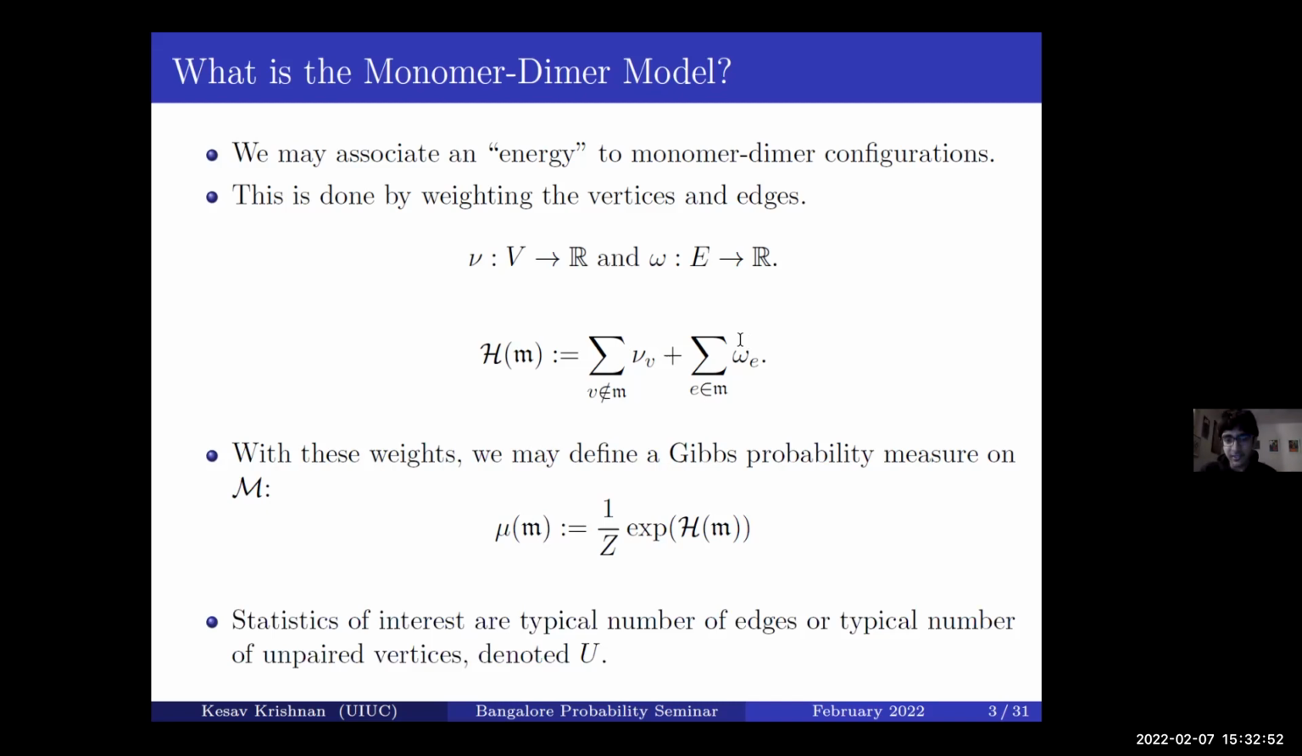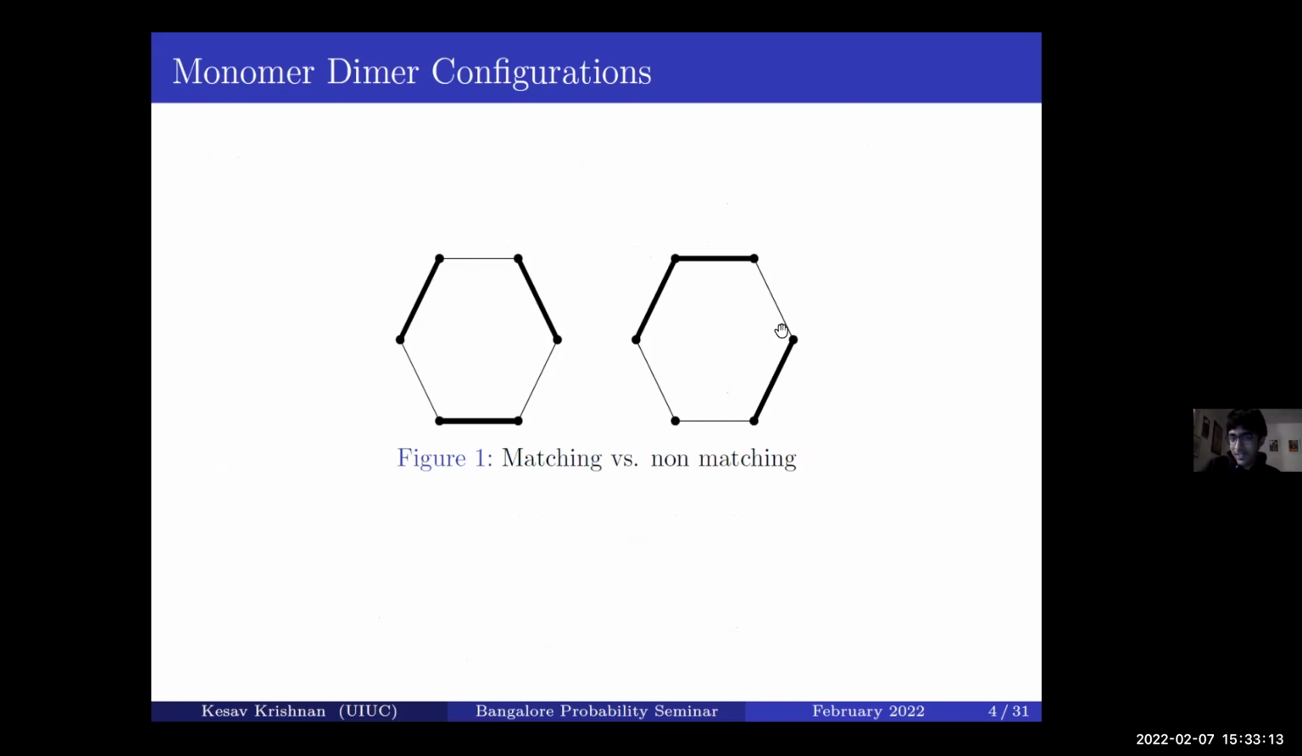The statistics of interest, what we're interested in quantifying later on, are the typical number of edges or the typical number of unpaired vertices, because if you know one, then you'd know the other. It's easier to talk about the number of unpaired vertices, so we will focus on that and denote it by U. This tells you the difference between a matching and a non-matching. Notice in the first case, you have three edges that are non-overlapping and they don't touch each other. In fact, that's an example of a perfect matching. In the figure on the right, you have two edges that are overlapping. That's the sort of thing we will not be allowing.